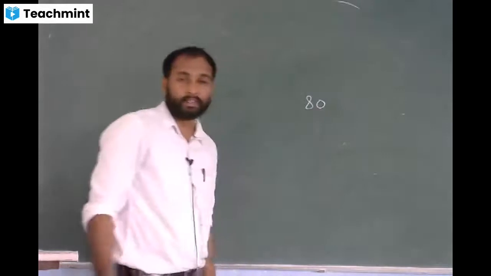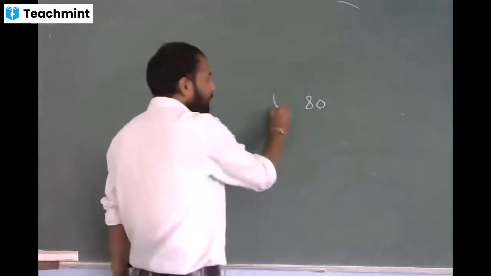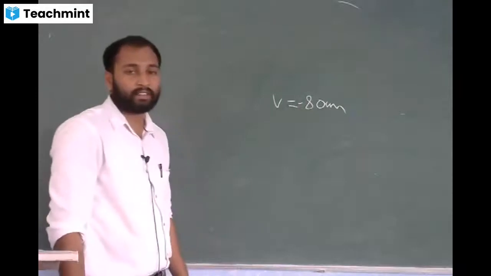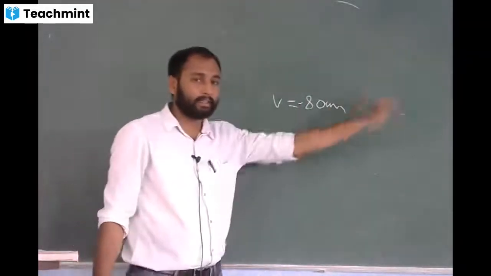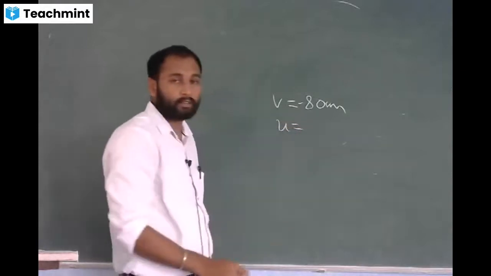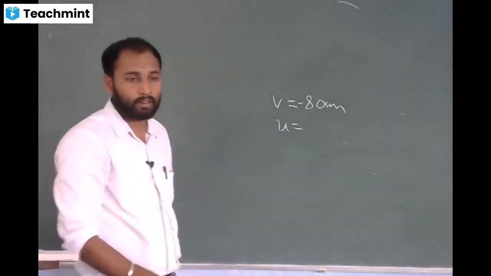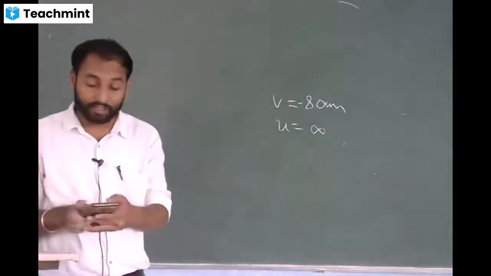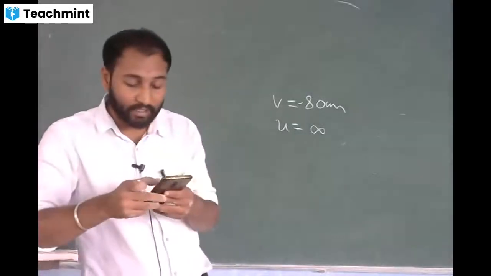A person cannot see beyond 80 centimeter, which means he can see up to 80 centimeter. So we take v as minus 80 centimeter. Beyond 80 centimeter he cannot see. So that means the object distance should be taken as infinity, correct? But we will complete the question first before taking the object distance as infinity.